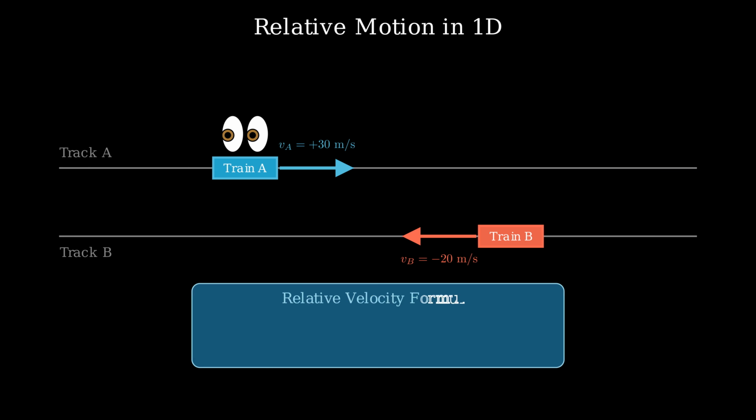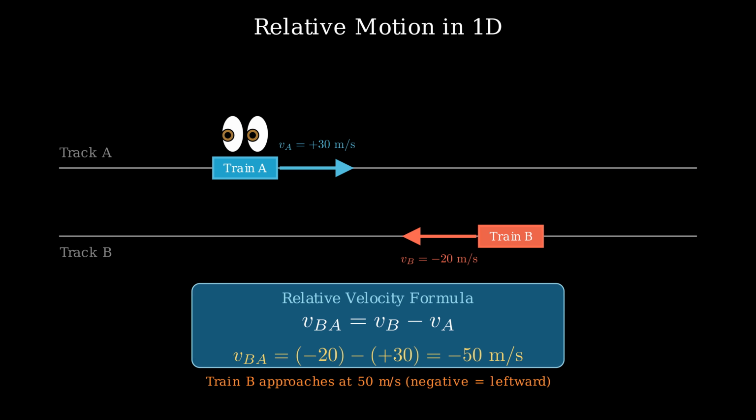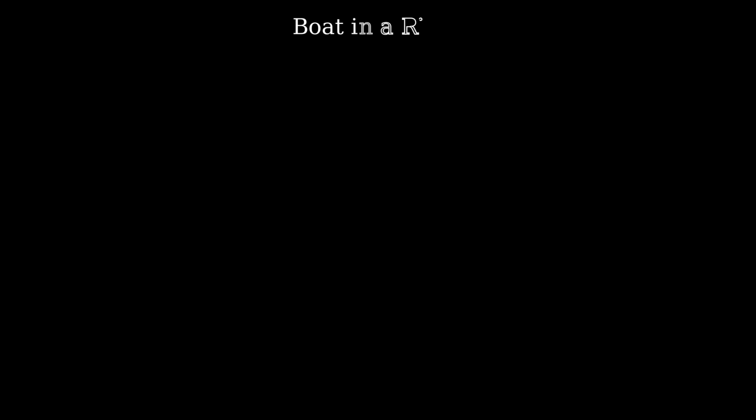The velocity of object B with respect to observer A is calculated as the velocity of B minus the velocity of A. We write this as VBA equals VB minus VA. In our example, VBA equals negative 20 meters per second minus positive 30 meters per second, which equals negative 50 meters per second. Let's try a different scenario.